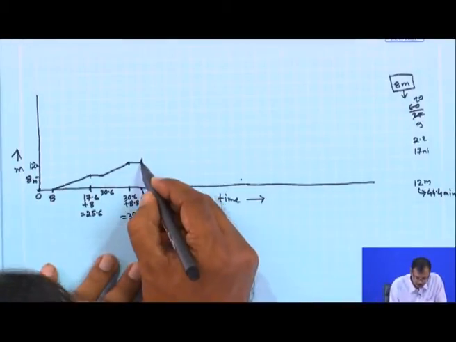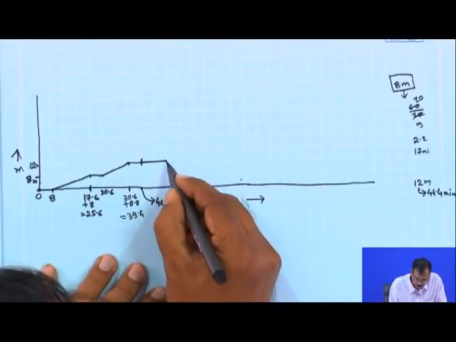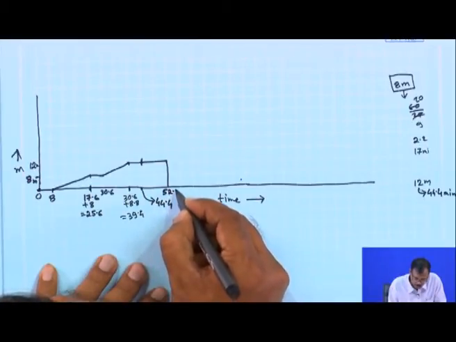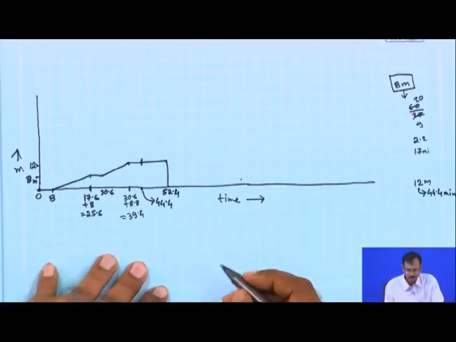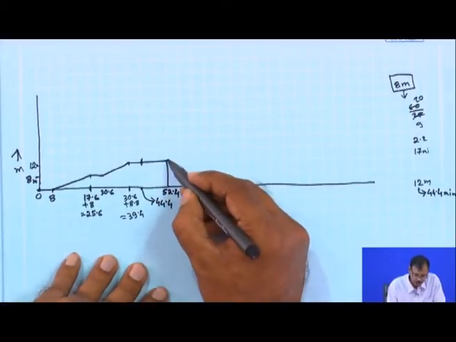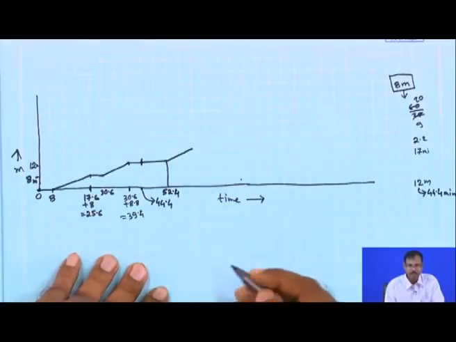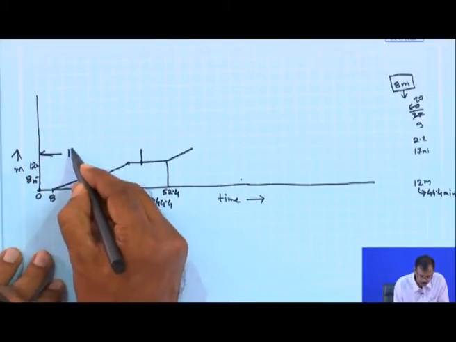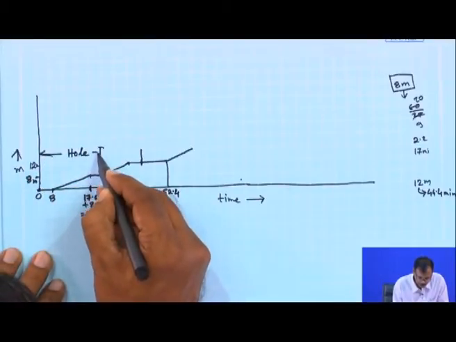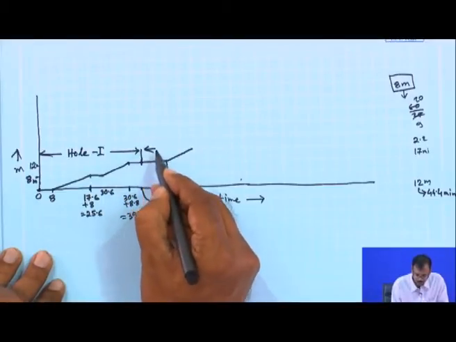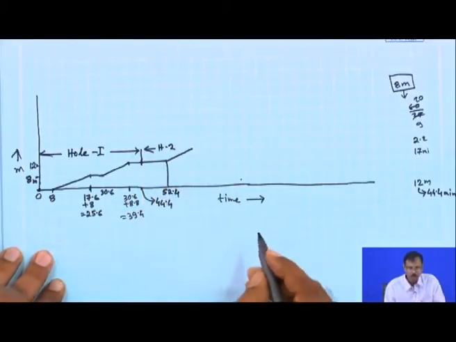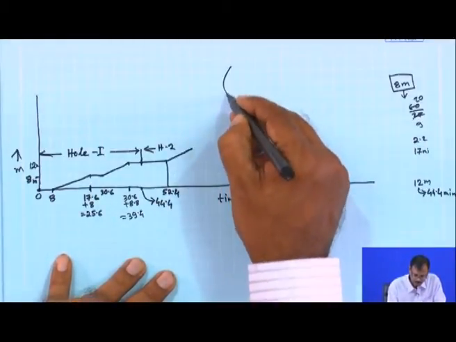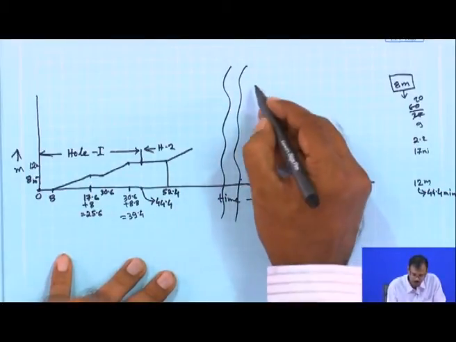Then again 8 minute of setting time is required. This 8 minute of setting time is required for the second hole. So, it will become 52.4 while we will start the drilling of the next hole like this. So, this is hole 1 up to this. This is for hole 2, we start this one, and by this way, let us have the continuity.